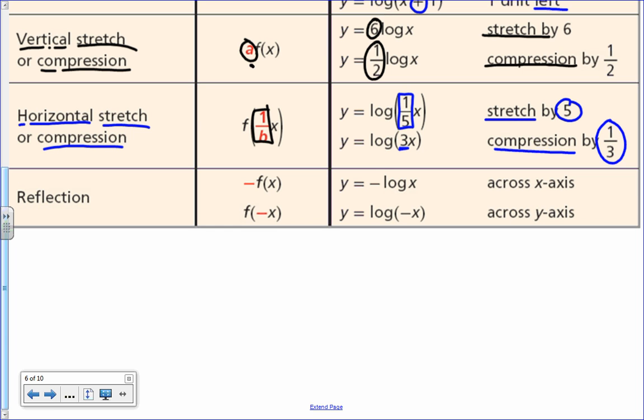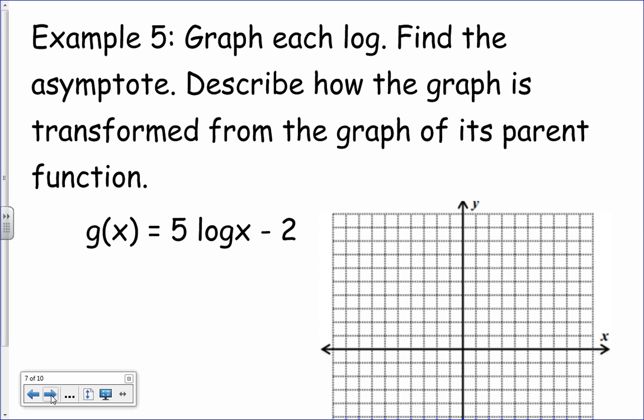And reflections, just like before, outside, x-axis reflection, inside, y-axis reflection. All right, so let's look at these logarithms. First thing too, if it ever asks you for an asymptote with logarithm, remember it's x equals, because the logarithm's asymptote is vertical. So we're on example 5. It says graph each log, find the asymptote. So when you find the asymptote, remember it's going to be x equals something.